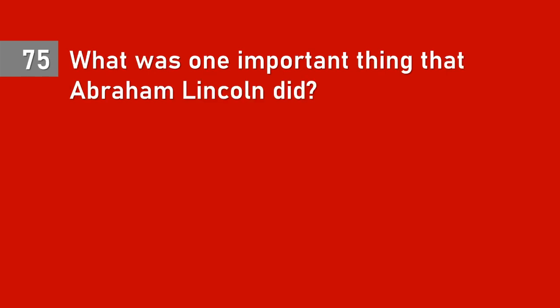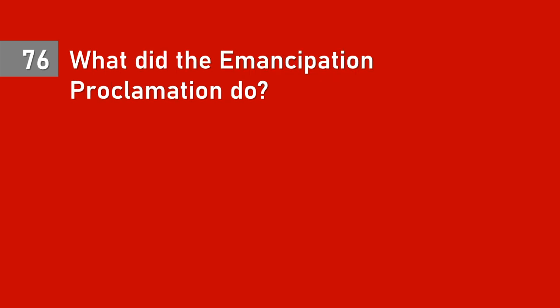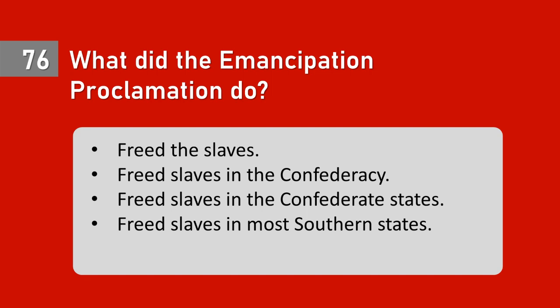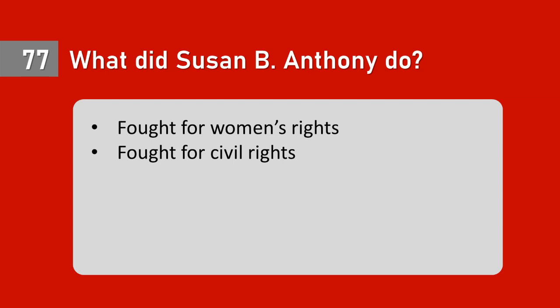Question 75. What was one important thing that Abraham Lincoln did? Freed the slaves, Emancipation Proclamation. Saved or preserved the Union. Led the United States during the Civil War. Question 76. What did the Emancipation Proclamation do? Freed the slaves. Freed slaves in the Confederacy. Freed slaves in the Confederate States. Freed slaves in most Southern states. Question 77. What did Susan B. Anthony do? Fought for women's rights. Fought for civil rights.